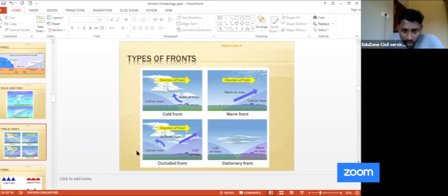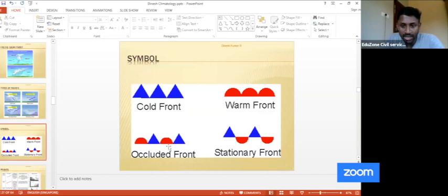And then the cold air moved in, and it completely lifted off the warm air from the ground, and that is my occluded front. And please remember, these are the shapes. You have to draw these shapes. They are technically accepted shapes. So you have to draw.